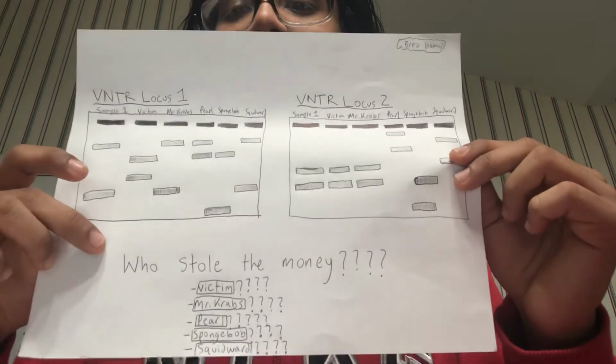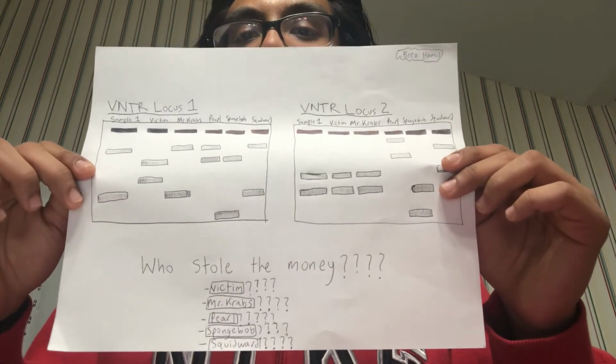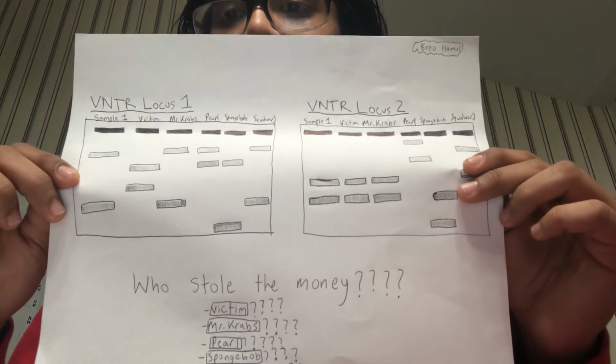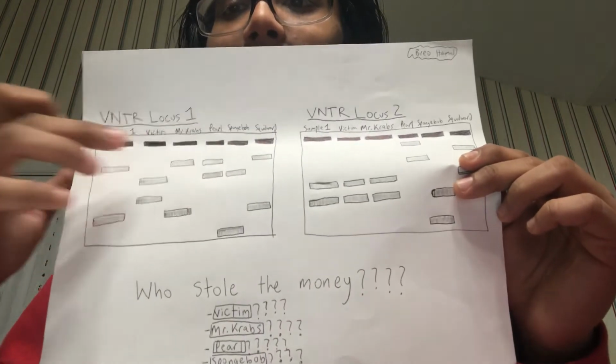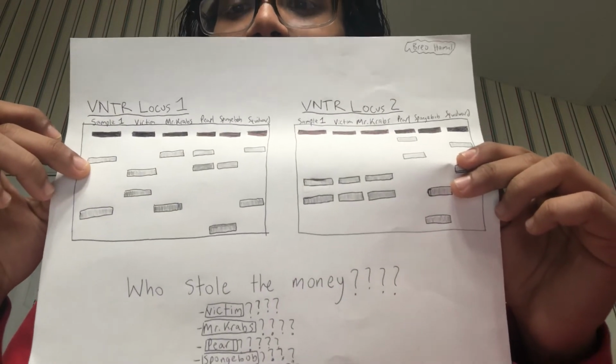So who stole the money? It was Mr. Krabs. And I think mine is consistent with the suspect and biological parent because Pearl did have one matching allele, but not all.